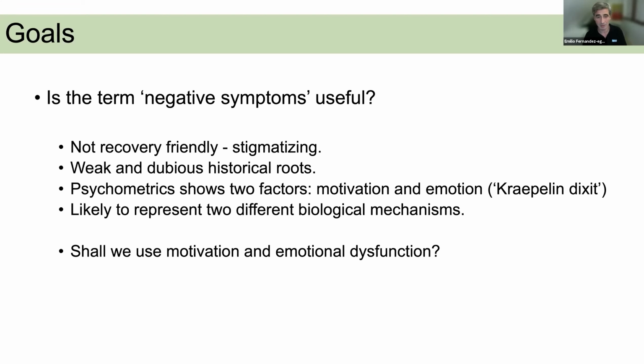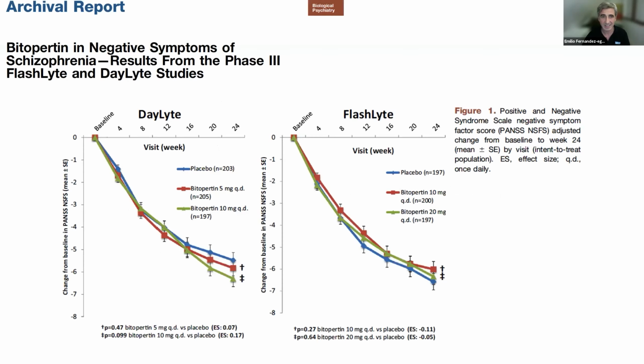I'm trying to talk about motivation and emotional dysfunctions, describing clearly these two spheres, because it doesn't help. And I know that people might think, well, Emilio, that's semantics. What's the interest in talking about semantics? It is relevant. If we don't distinguish the factors, we end up doing studies like this, where we try to improve the negative symptoms with new medications without distinguishing the two of them and using scales that probably are not measuring what you need to measure.